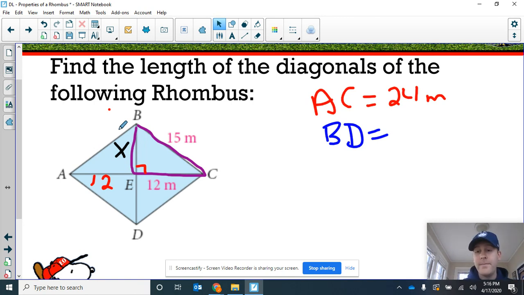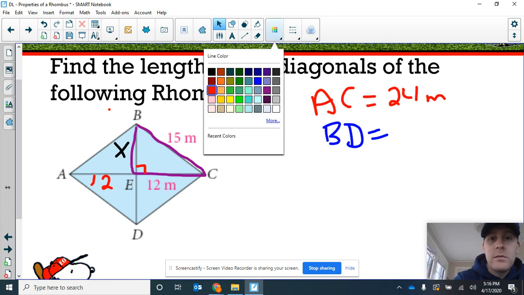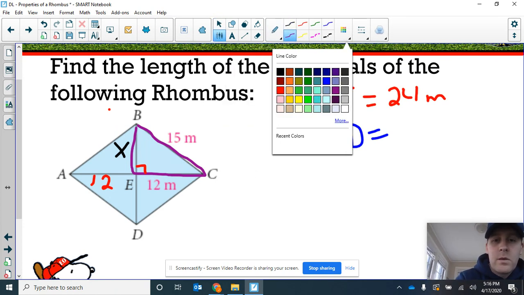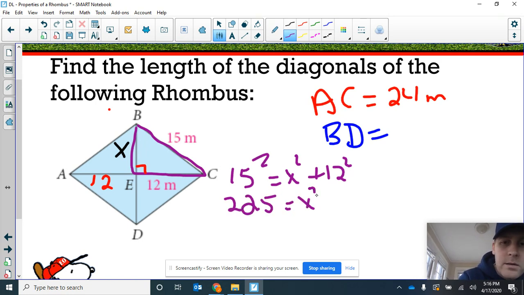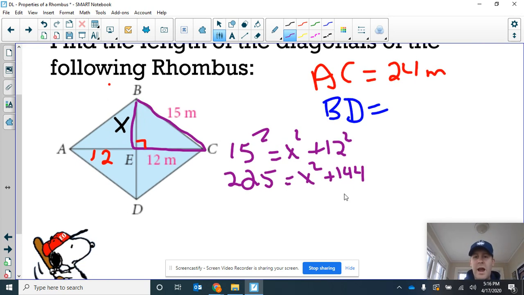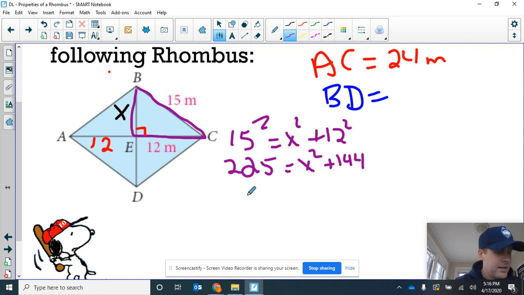C has to represent what? That's right, c represents the hypotenuse. So we're going to set this up by saying 15 squared, because that's the side opposite the right angle, has to equal x squared plus 12 squared. 15 squared is 225, and that's going to equal x squared plus 144. Let's solve this equation for x now. I'm going to subtract 144 from both sides. When we do that, we get 81 equals x squared.